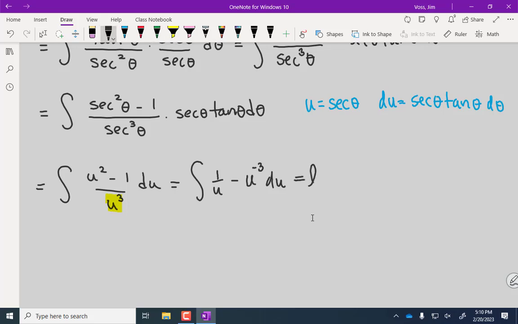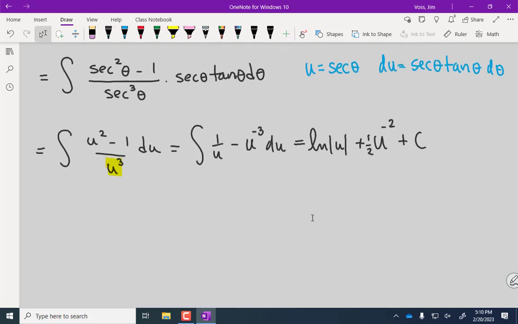Split the fraction. Natural log, absolute value of u, minus. Add 1 to the exponent and get negative 2. Divide by negative 2, so that's going to be plus 1/2 plus C. Convert back.